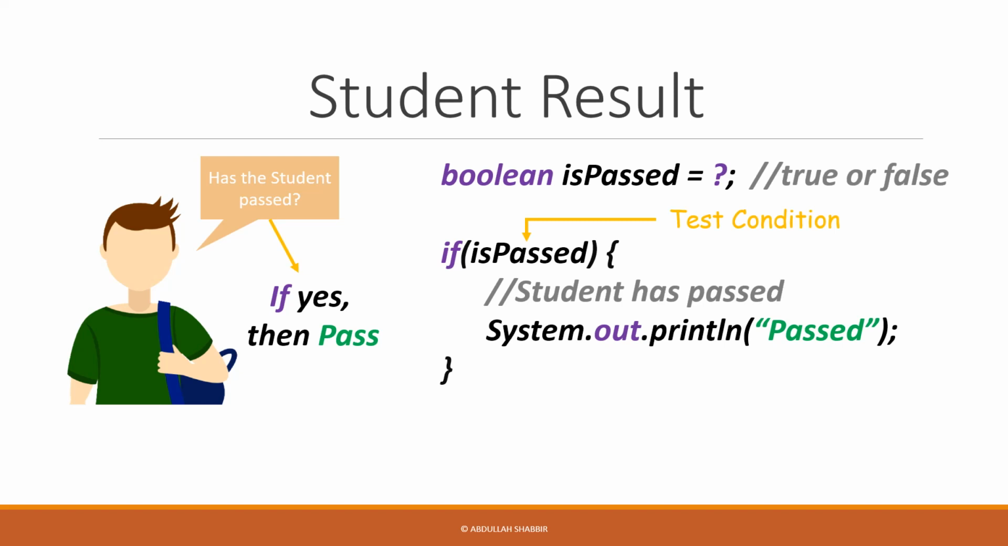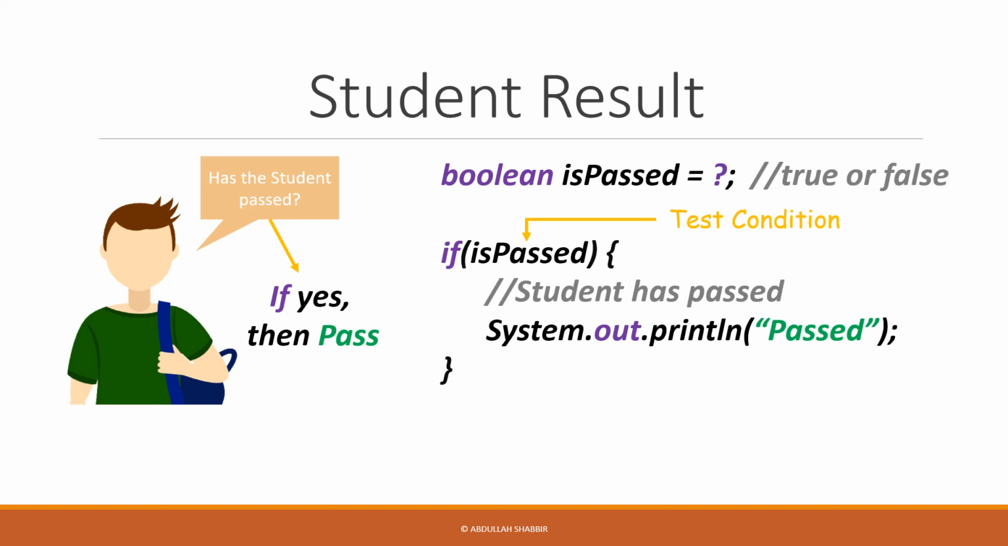So we'll say if isPassed, and if this test condition is true, we'll enter whatever code is contained inside the curly braces of our if statement and we'll execute that code. And inside our if statement, we'll just print out the action we want, which is to display a message, passed.